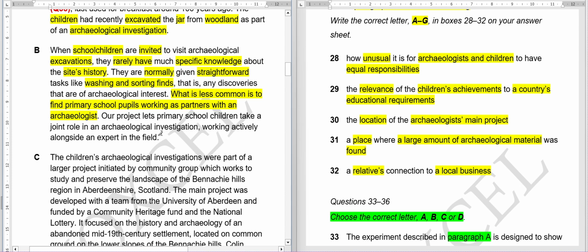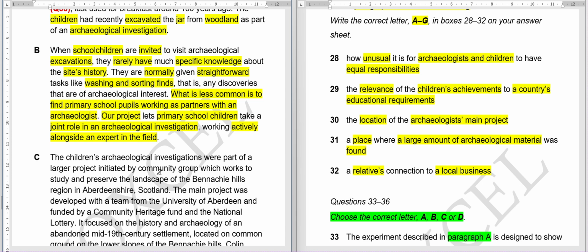Our project lets primary school children take a joint role in an archaeological investigation, working actively alongside an expert in the field. So this project they are talking about lets primary school children, the children who are studying in primary school, take a joint role in an investigation, and they can work actively alongside an expert. So they can work along with an expert. They do not have to sit back in the tent or whatever place they are told to sit at. So they can work in the field along with an expert. I hope it is clear.